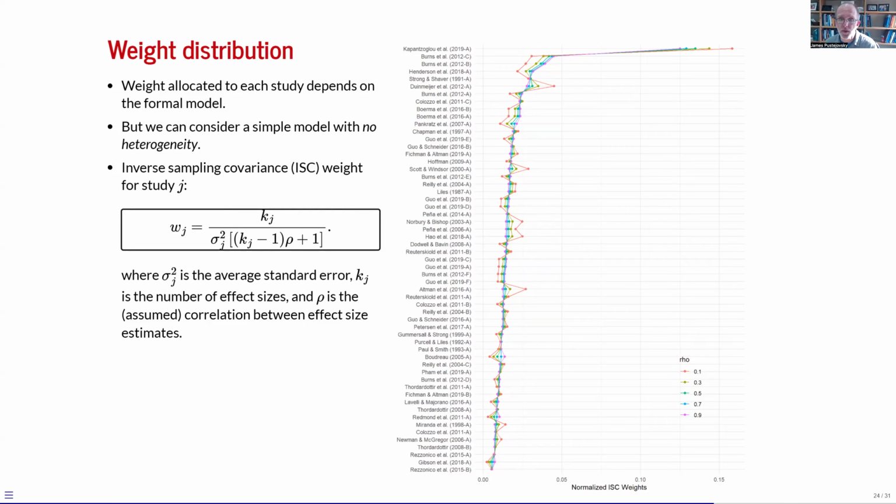And looking at the variation in the weight allocation across different assumptions, I'd say there's not a whole lot of wiggle in this. So it suggests that using different assumptions for the correlation probably won't affect the weight allocation all that much. So hopefully it won't affect the summary meta-analysis results to a great degree.